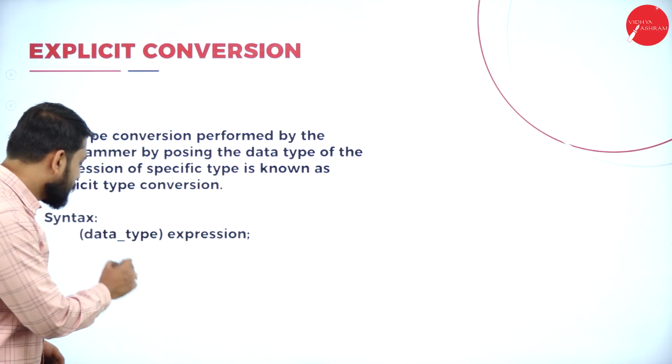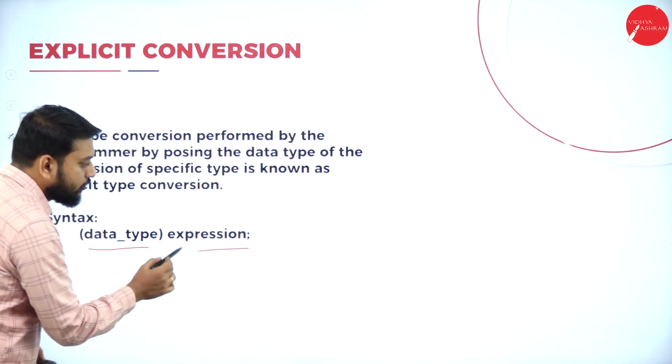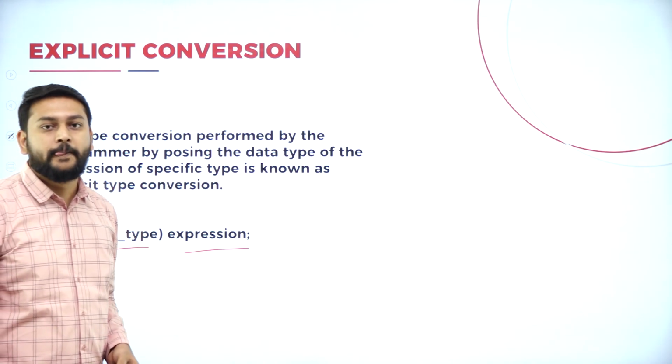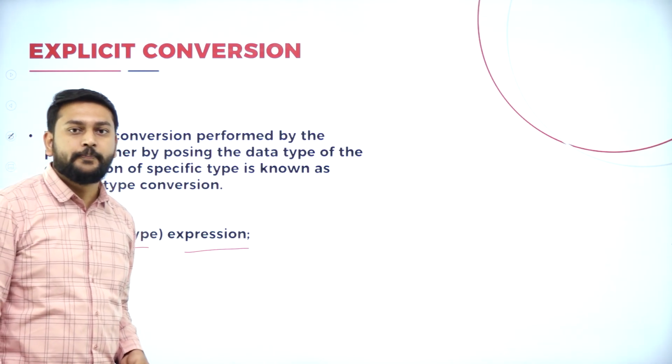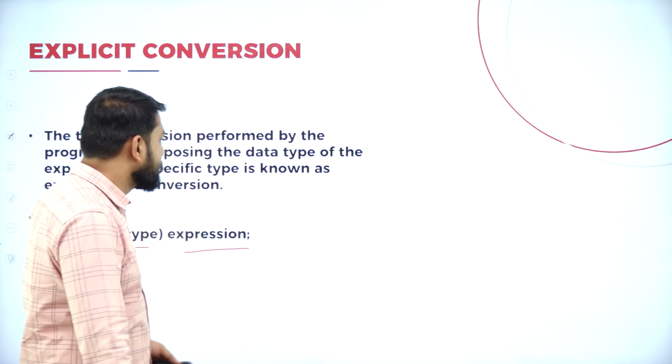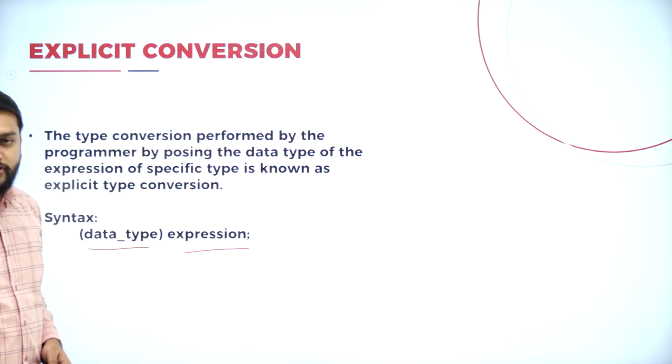So what is the syntax? You specify the data type and then you specify the expression. That's what you need to remember. All right, so this is what we call implicit and explicit conversion.